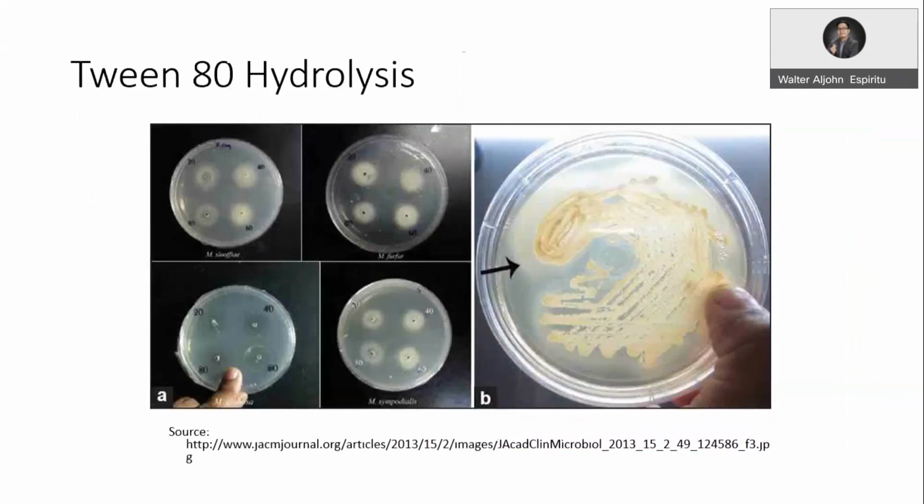So here's a Tween 80 plate. We can see clearings around the microorganisms. So that's Tween 80. So these microbes can utilize lipids.